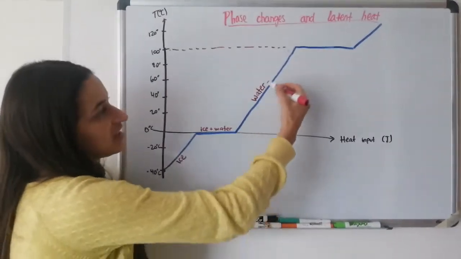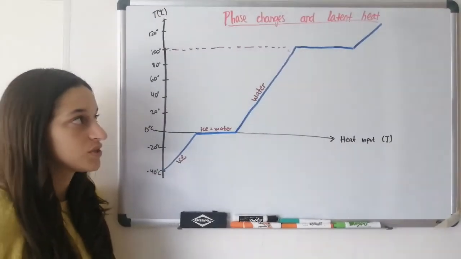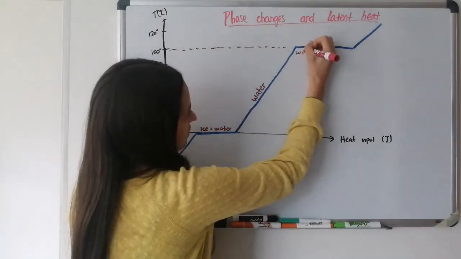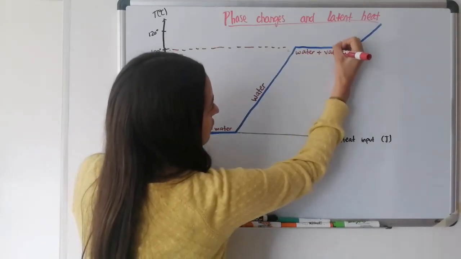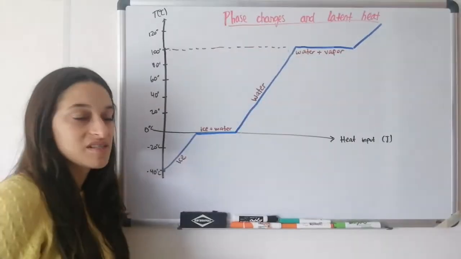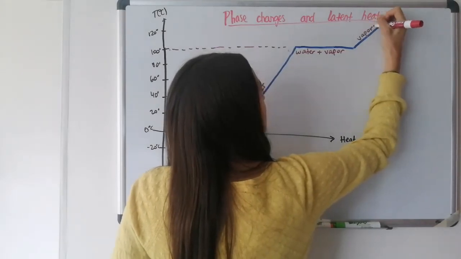Water by itself is being heated up and its temperature increases as you put more and more heat into it. When you reach 100, water and vapor will coexist. Water and vapor will coexist in this section. So the same thing happens as with ice. This section is going to be vapor only.